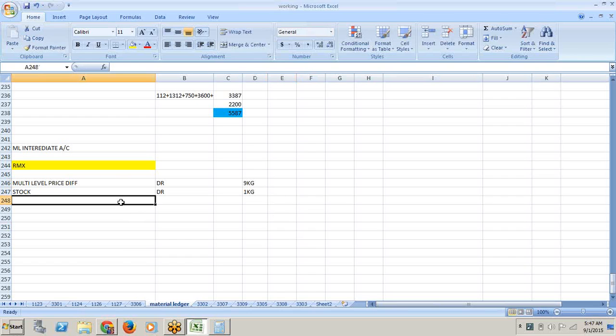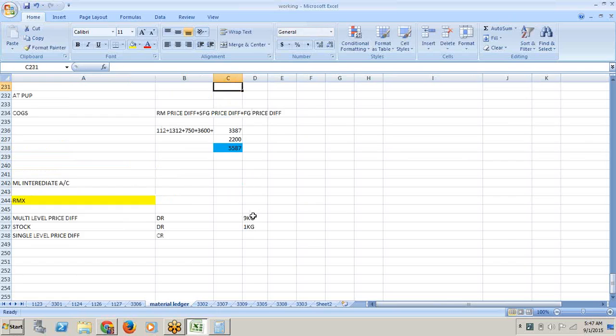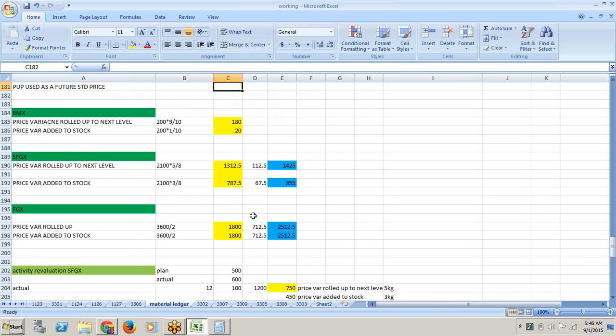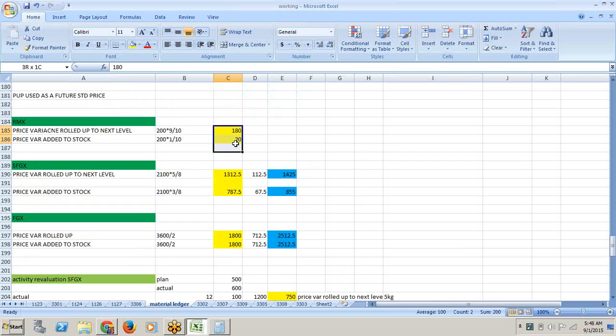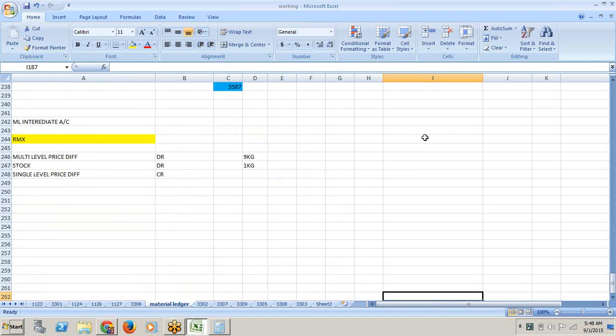The total price difference, here we will use single level. This is the single level price difference account. It will credit the single level price difference account. The total price difference we are getting is 200. Here total is 200, 180 is price difference, and 20 rupees is still in stock. This is in case of raw material X: multi-level price difference account, stock account, still stock is there. It will be added to the stock. Single level price difference account.